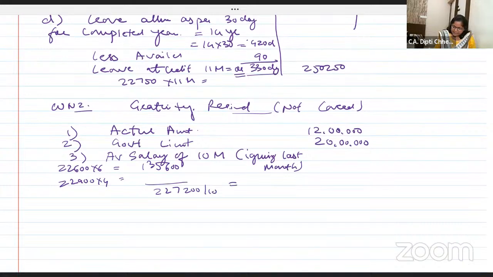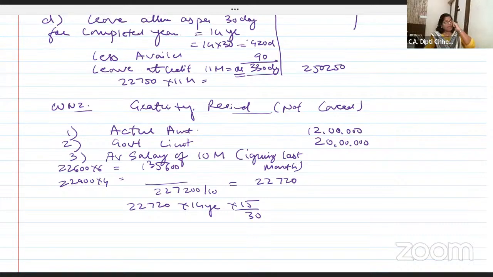227,200 divided by 10, the average salary comes to 22,720. So third is average salary into completed years into 15 by 30. If they are covered under the Gratuity Act, we take 15 by 26. Here it is 15 by 30, into 14, into 15 divided by 30.